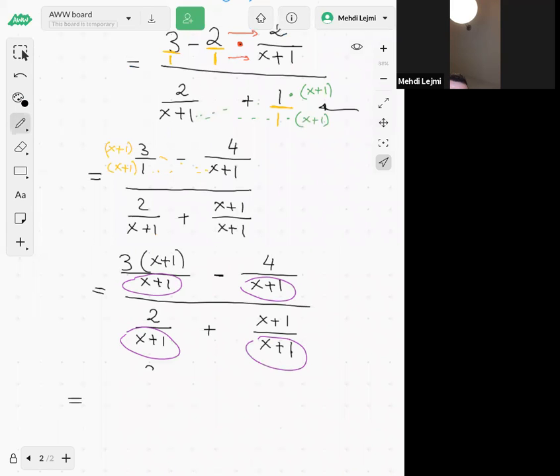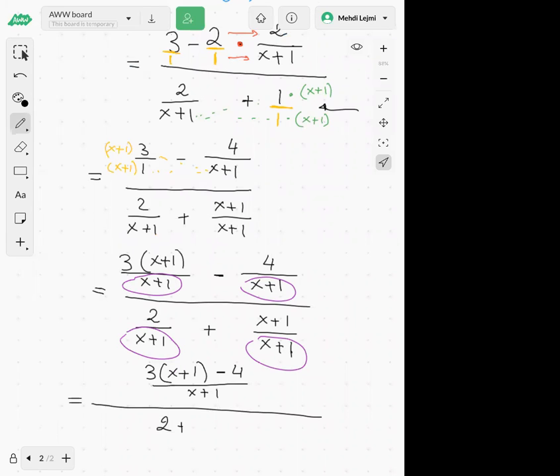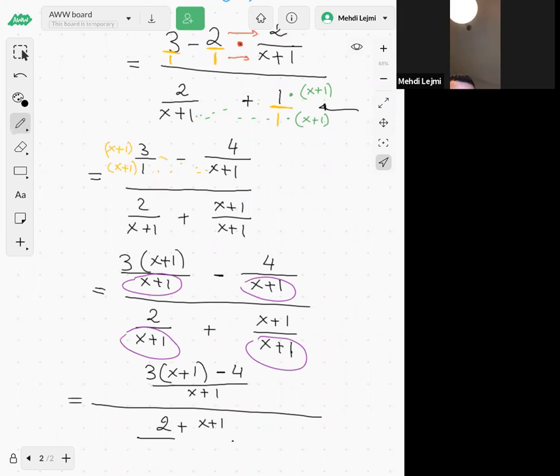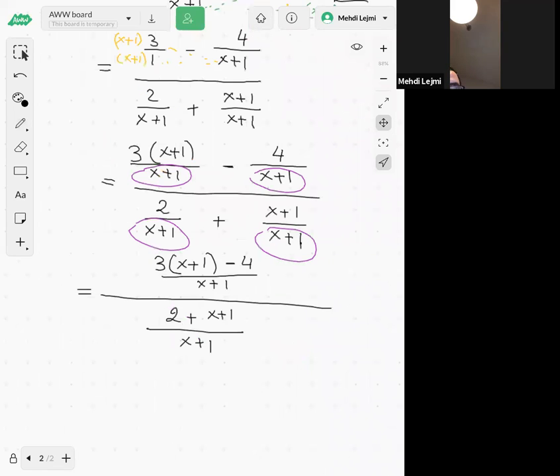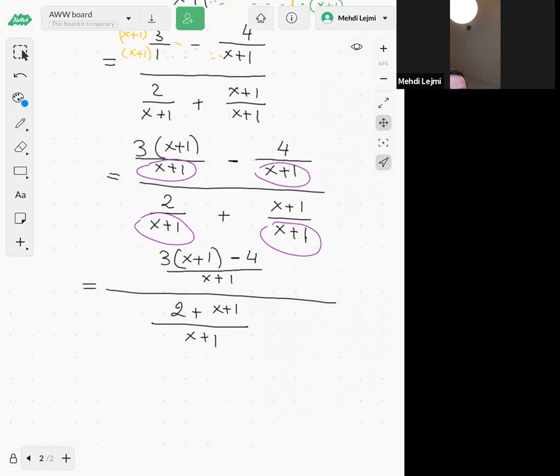So it's going to be 3 times x plus 1 minus 4 over my common denominator, which is x plus 1, and in the bottom it's 2 plus x plus 1 over my common denominator, which is x plus 1. Right? And now it's division of 2 fractions, so you flip the denominator.